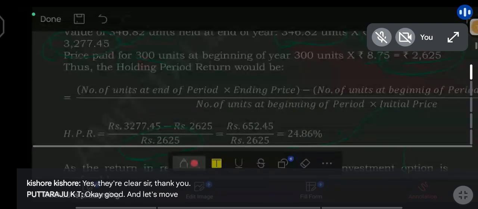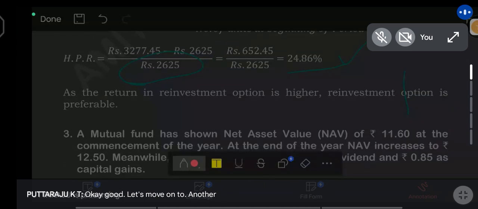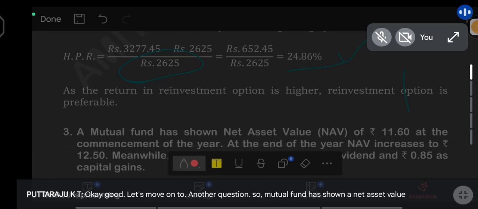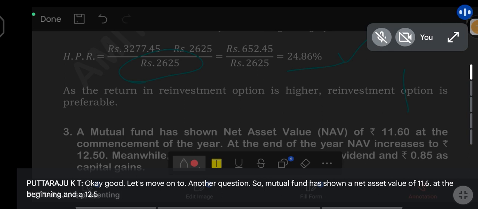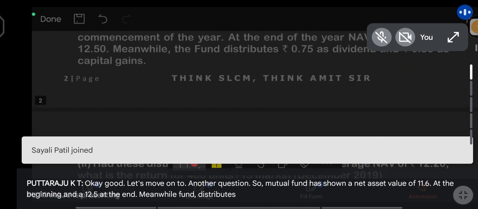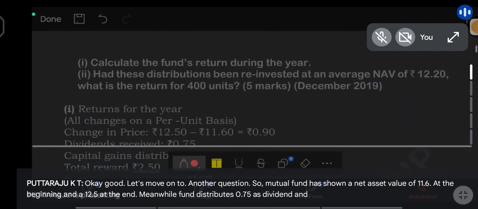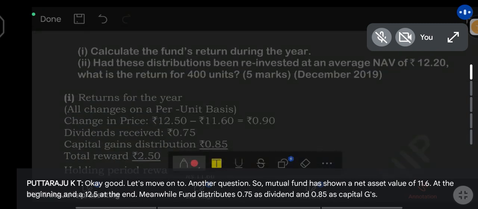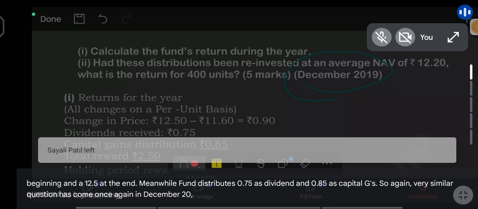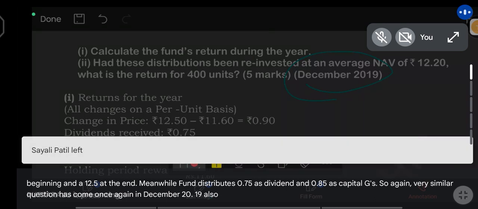Now let's move on to another question. So the mutual fund has shown a net asset value of 11.6 at the beginning and 12.5 at the end. Meanwhile, the fund distributes 0.75 as dividend and 0.85 as capital gains. So again, a very similar question has come once again in December 2019 also. So you apply the same logic.